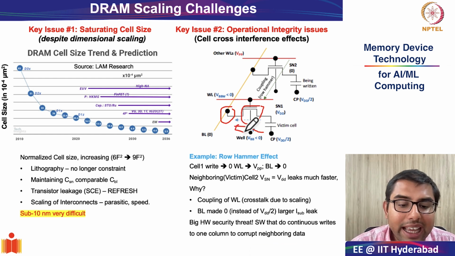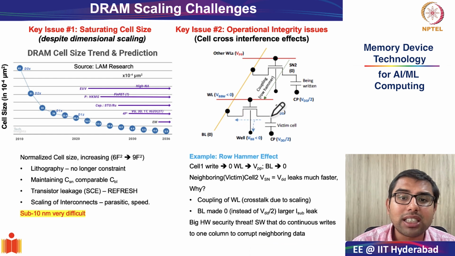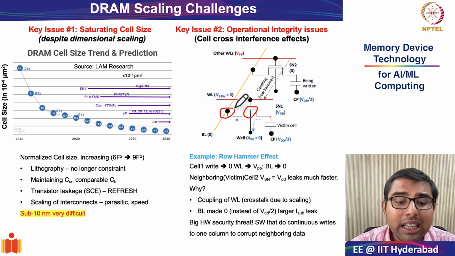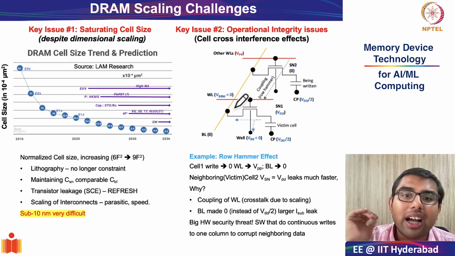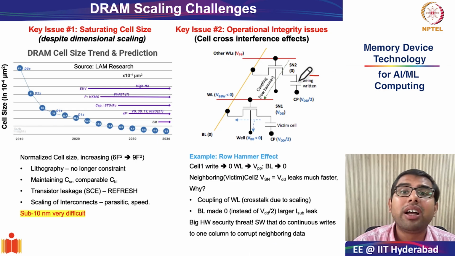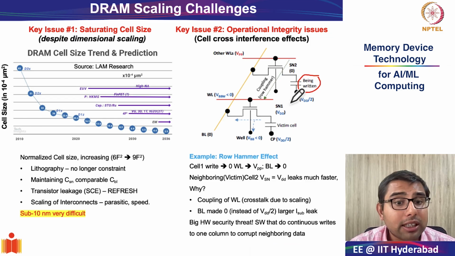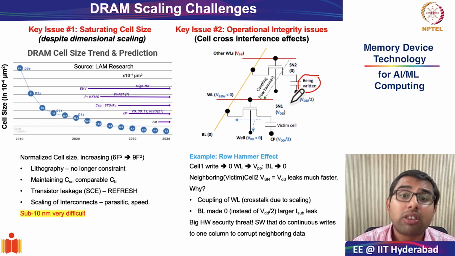Why will the leakage get hastened in this case? Because this is VDD, this is slightly on because of cross coupling, and this is also 0 instead of being VDD by 2. And this is a very, very big threat. And often these hackers, what they do is they again and again try to write into a cell so that they can corrupt the neighboring cells. And this is a big hardware security threat.